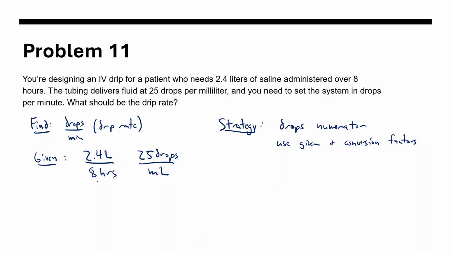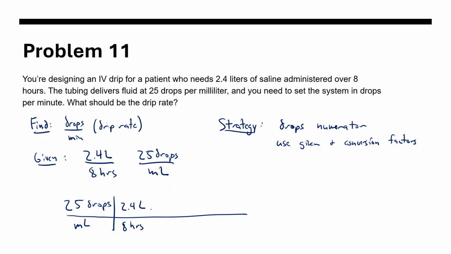All right, so let's go ahead and put drops in the numerator. Our only given with drops is here, we have 25 drops for every milliliter. Let's go ahead and make ourselves a long fraction bar for this. Here's our start. Now we're going to use our other given. We've got milliliters, a volume, down here, and so we're going to put our other volume on top so it'll cancel out, right? 2.4 liters over 8 hours.